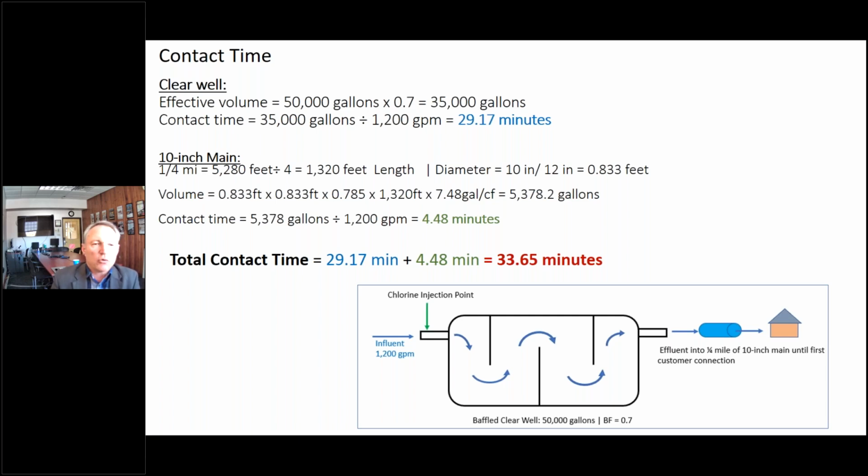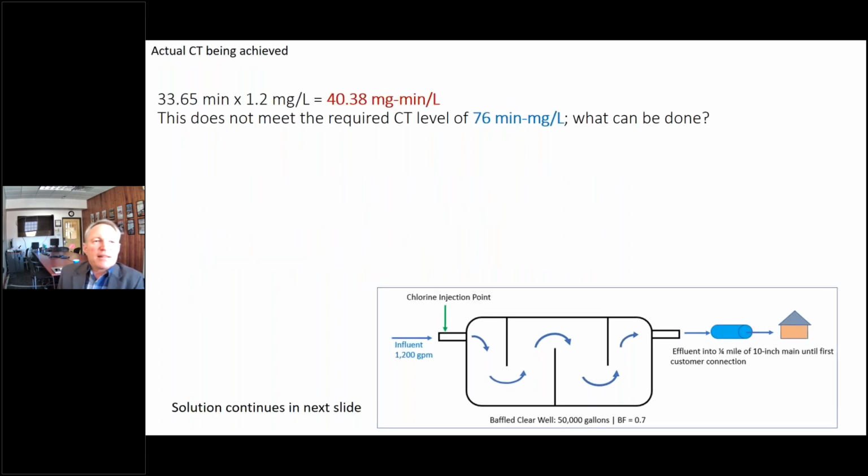And remember, there's no baffling factor that limits that. So our total contact time, when we add those two up, is 33.65 minutes of contact time. And if we multiply that by our residual, 1.2, we only get 40.38 milligram-minutes per liter. So that doesn't meet our CT value.